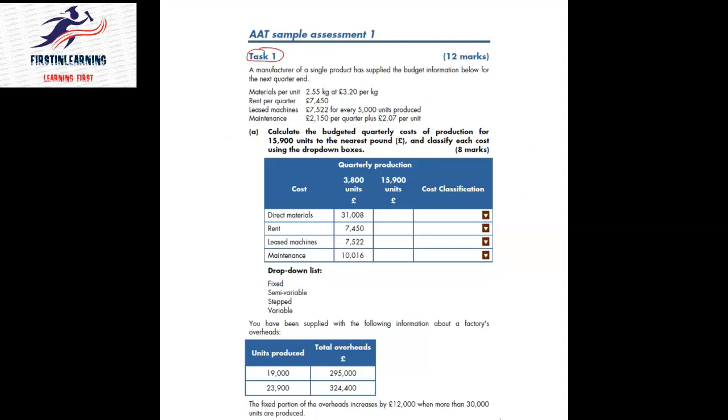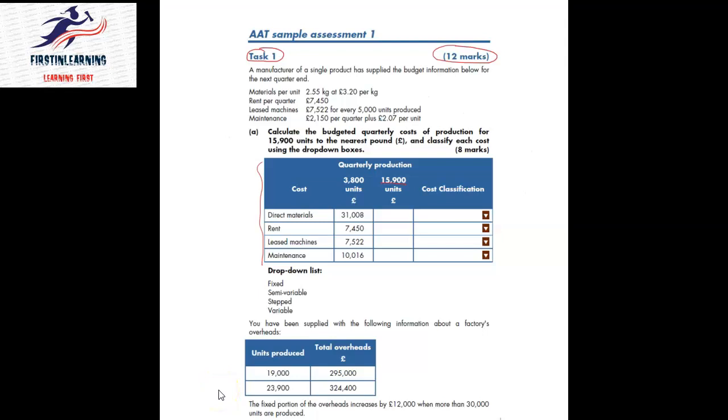In task 1 we can see there is a 12 marks question we're expecting in the exam, and this question is from the variation of the cost. So you have to identify the fixed cost, the semi-variable cost, step cost, and the variable cost. Also, we have to see how much the cost is based on 15,900 units.